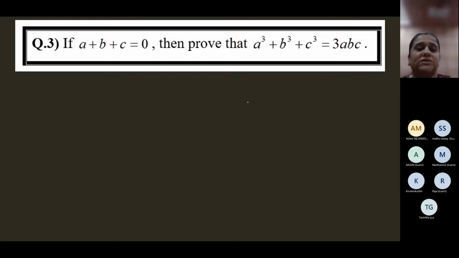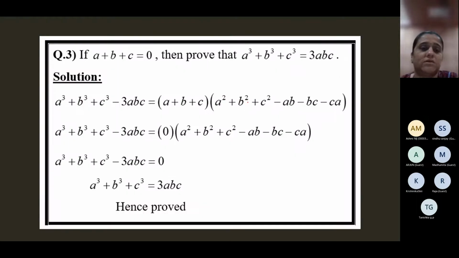If A plus B plus C is 0, then prove that A cube plus B cube plus C cube is equal to 3ABC. So see here, we know that this is an identity. You know this identity: A cube plus B cube plus C cube minus 3ABC is equal to A plus B plus C into A square plus B square plus C square minus AB minus BC minus CA. This is an identity. You know this. So first write the identity. Now in the identity, substitute this.